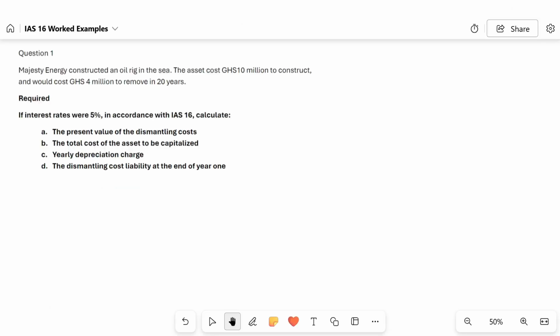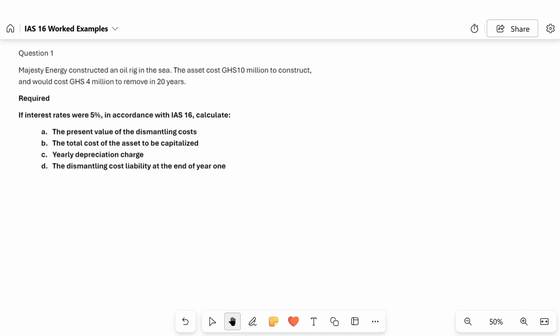The first two questions will test our understanding of the cost to be capitalized at initial measurement. The standard IAS 16 states that an item of PPE should initially be measured at cost. The cost will be made up of the purchase price plus directly attributable costs less discounts and rebates. The cost at initial recognition should also include dismantling costs.